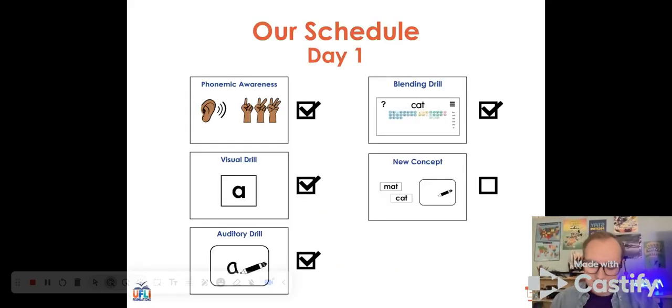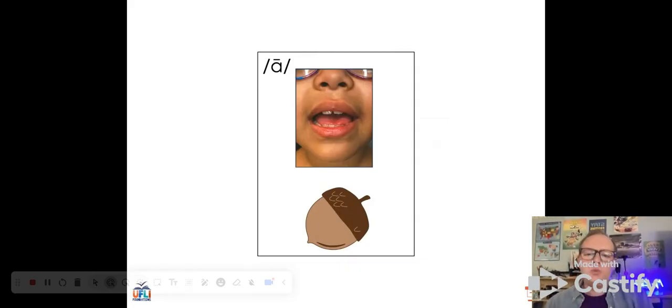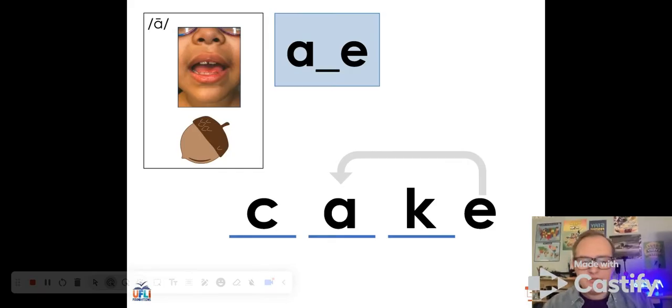Cha-ching. Last step for today is we are going to be talking about our new concept. So, we have this sound. It spells A. The sound is A, as in acorn. And we already have learned this sound before with our A consonant E spelling, with the bossy E telling the A to say its name. So this word on the screen is going to be cake. That bossy E tells the A to spell A.